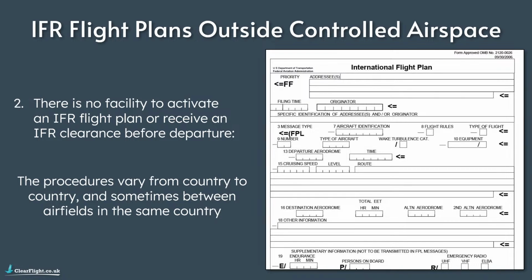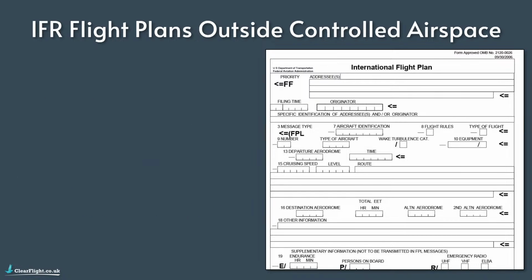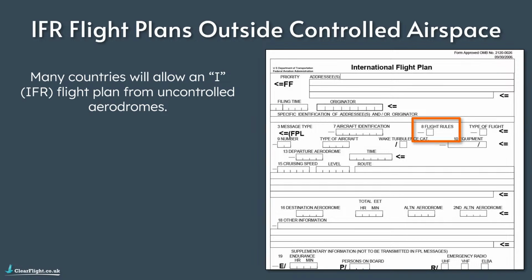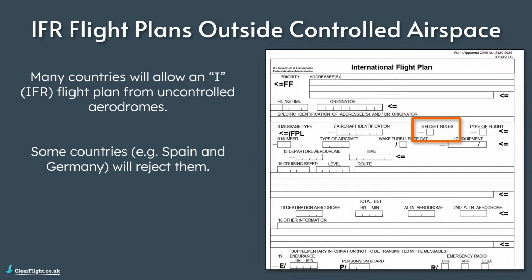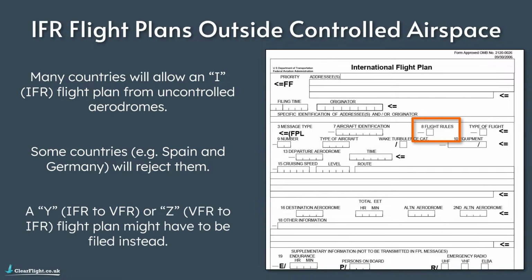And this is where we start to see a lot more differences from country to country, and sometimes even plenty of differences between airfields within the same country. Many countries will allow you to file an IFR flight plan from an uncontrolled airport, but some countries won't. Notably Spain and Germany: if you try to put IFR into Section 8 of the flight plan for your flight rules, if you're departing from or arriving at an uncontrolled aerodrome, some countries will just outright reject that IFR flight plan. In that case, you'll need to file either a Yankee or a Zulu flight plan. Yankee being IFR converting to VFR, or Zulu being VFR converting to IFR.